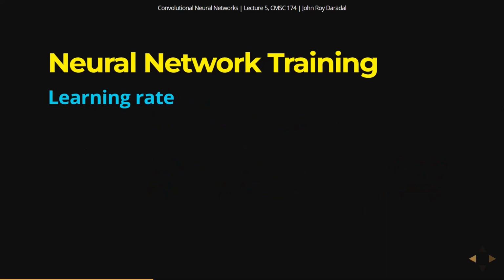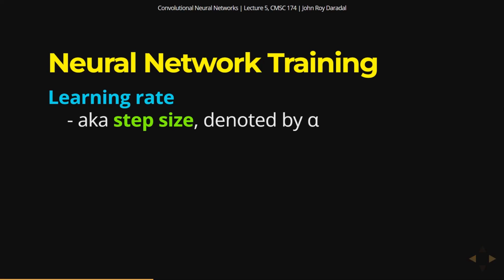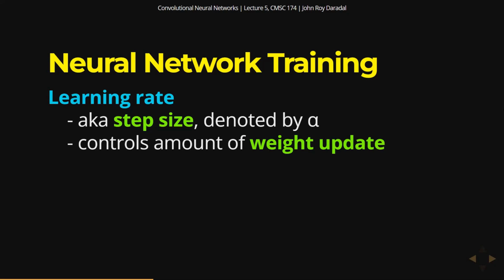Next, we need to set the learning rate. So the learning rate is also known as the step size or the alpha. And the learning rate will control the amount of the weight update. So by how much do we update the weights in training? Since we are trying to figure out the correct weights, of course we will need to update the weights, right? We need to either make it bigger or smaller, but by how much? So this is controlled by the learning rate.